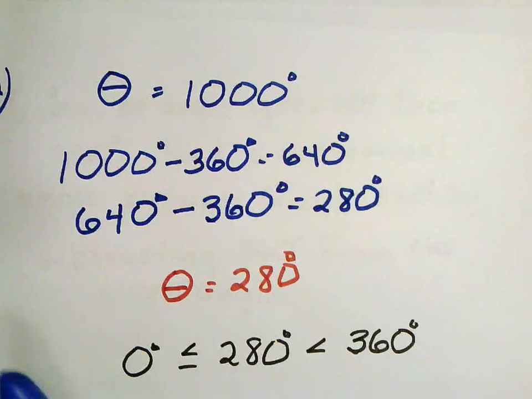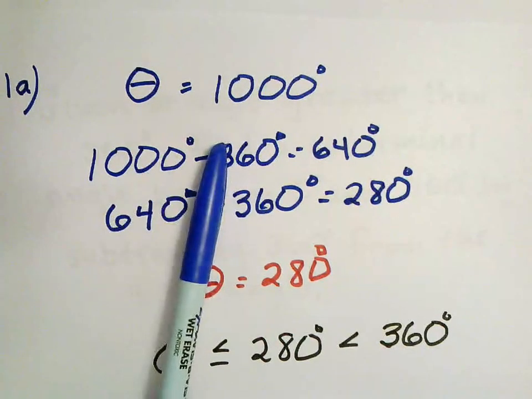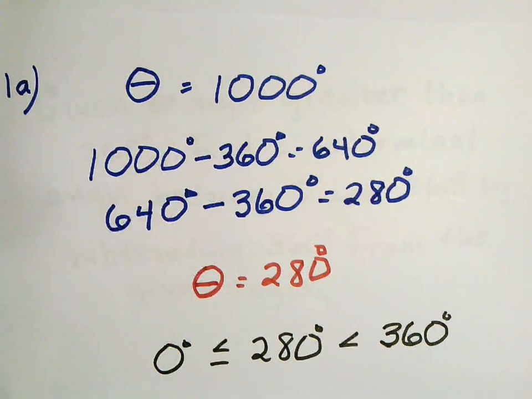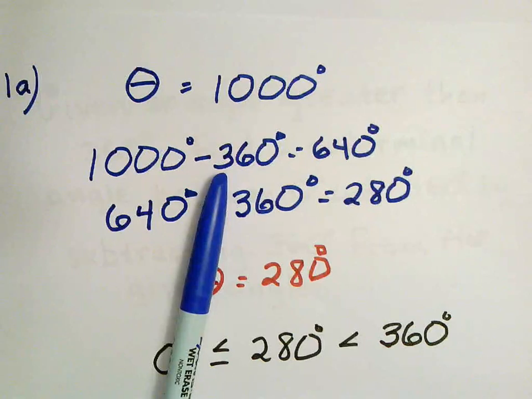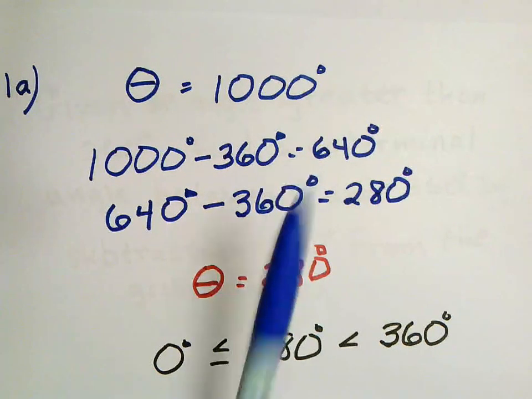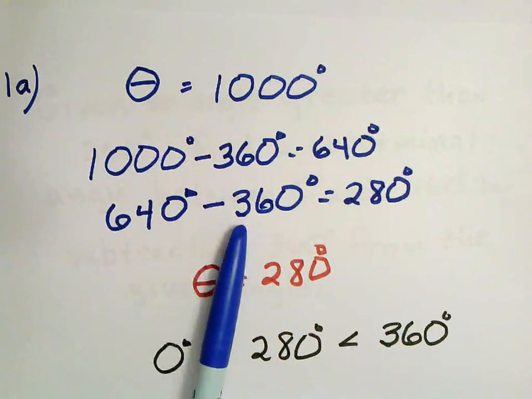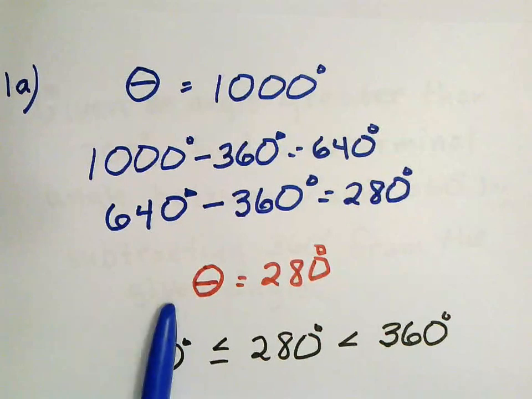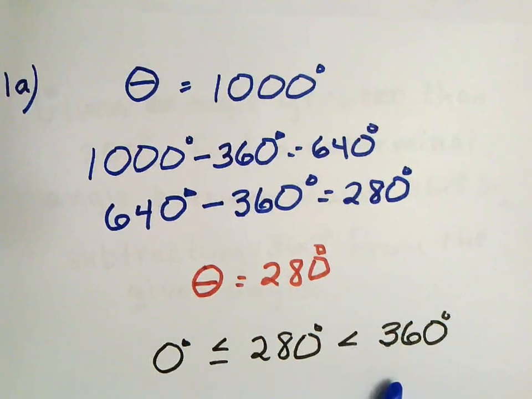And again, coterminal angles have the same initial side and the same terminal side. Let's look at this example. Here the theta is 1,000 degrees, which is greater than 360 degrees. So we want to find a coterminal angle that's between 0 degrees and 360 degrees. So we're going to subtract 360 once. That's 640 degrees. That's not between 0 and 360 degrees. So then we're going to subtract 360 degrees again, and we get 280 degrees. Our answer will be 280 degrees because 280 degrees is between 0 degrees and 360 degrees.